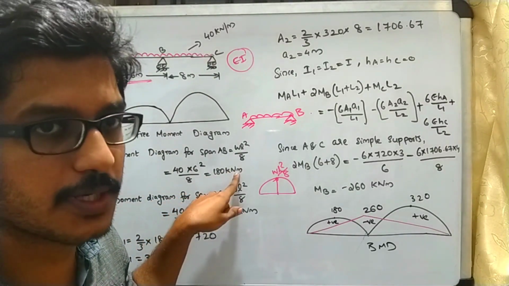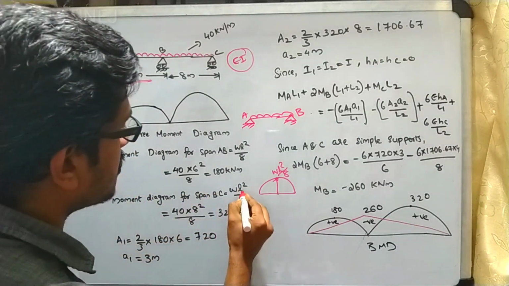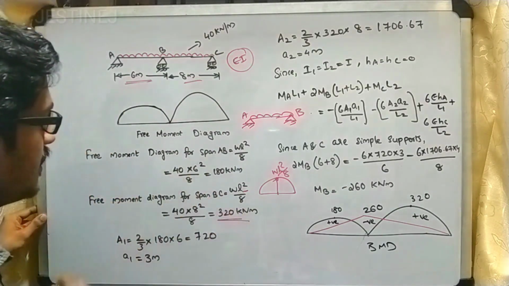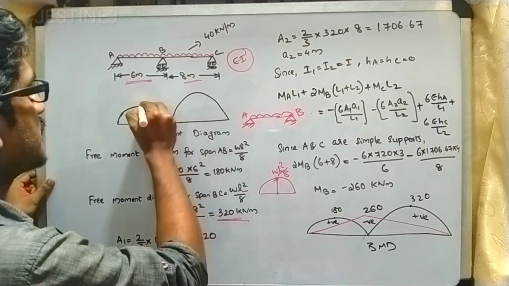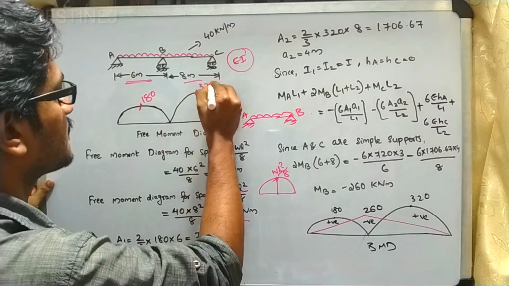Unit is also very important. In the second case the length will change to 8 meters, so the free moment diagram value is going to be 320 kilonewton meter. Then you can mark the value as 180 here, and here the value is 320.